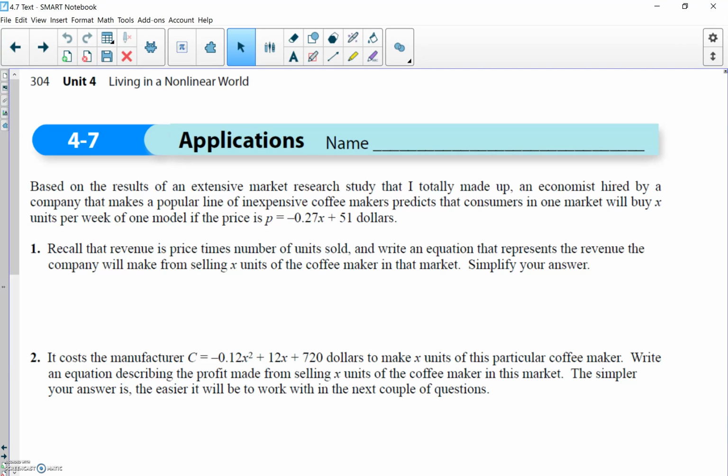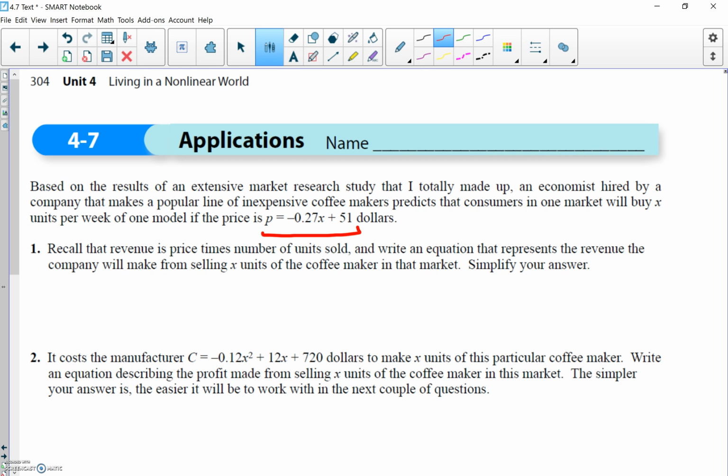So looking at our application homework for section 4.7, they gave us the price equation representing the number of coffee makers that we can make and sell. Previously in our textbook, they didn't give us this price equation. They gave us 2 points or 2 values in a table relating how many items we could sell for earrings and then what the price we could sell for those earrings would be. So here, a lot of our work has been taken care of because they told us our price equation.